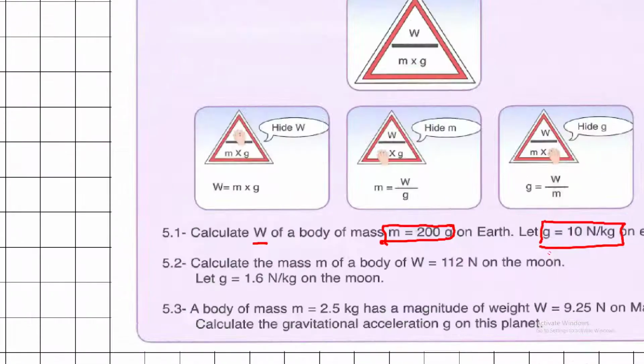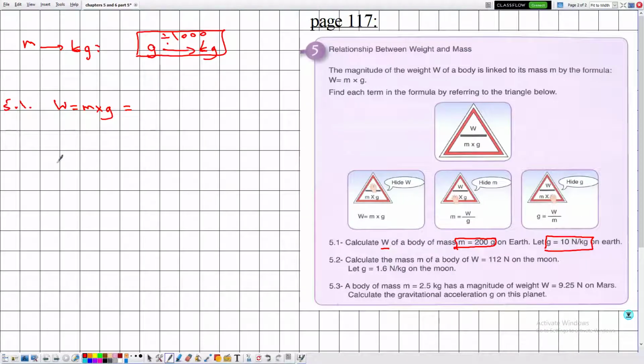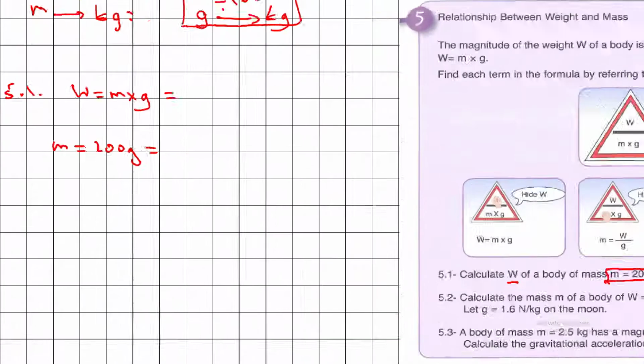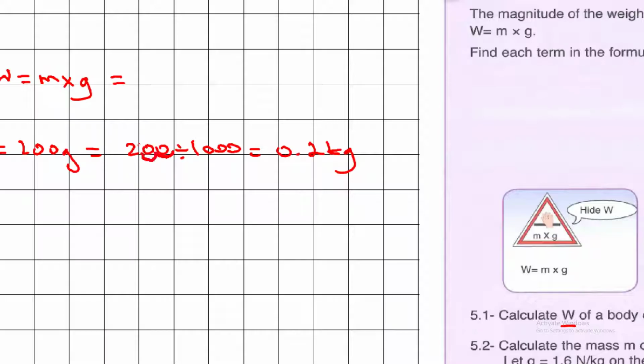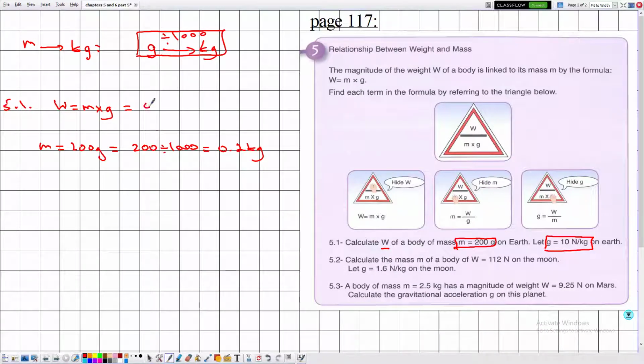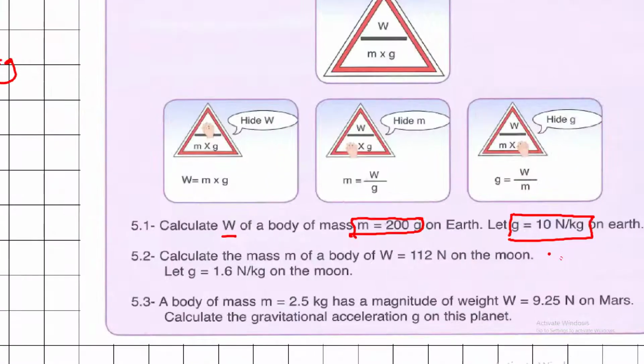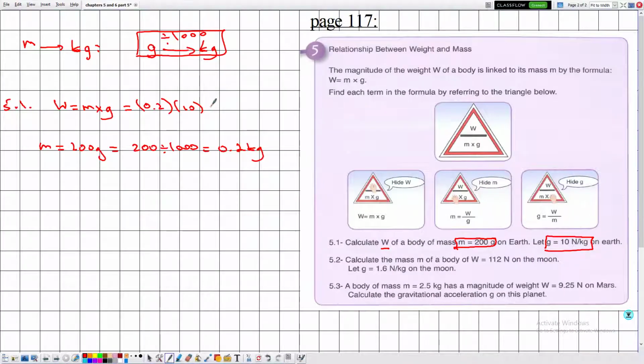Now the mass is given by 200 grams. In order to convert from grams to kilograms, we need to divide by 1000. Then this is equal to 0.2 kilograms. Okay, then 0.2 multiplied by 10, which is the value of G, is equal to 2 newtons. So the weight is equal to 2 newtons.